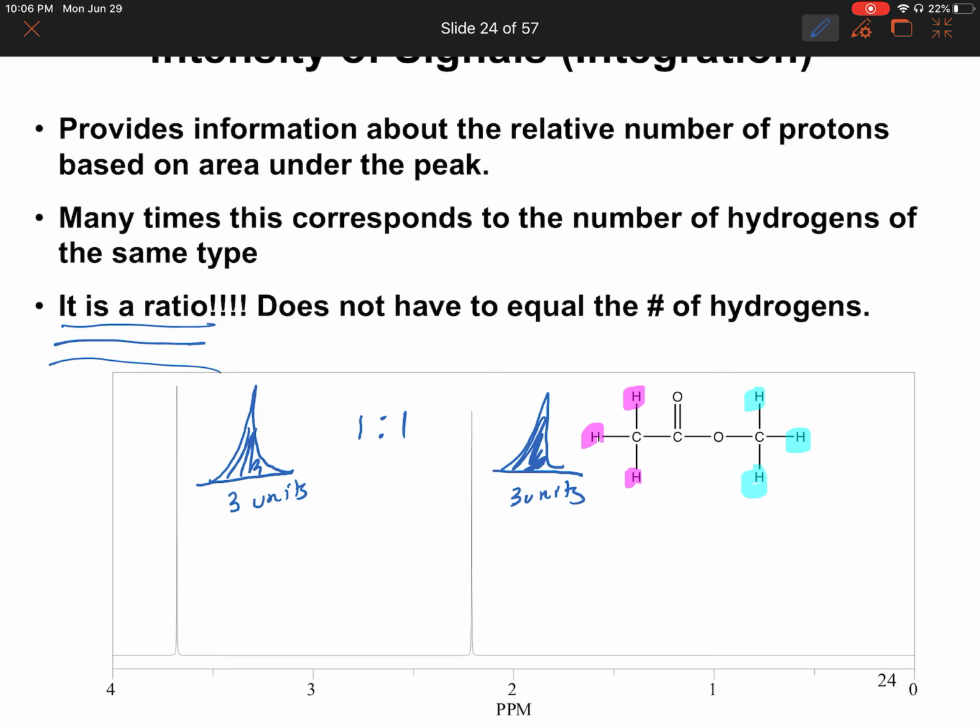It doesn't necessarily indicate that this is how many hydrogens there are. Now, to make it simple for this class, the integration that I give you will be the number of hydrogens, just to make that very simple for you. But keep in mind that it doesn't have to be. If you were to actually take it on the instrument and you got the numbers off the instrument, they could suggest a ratio. But for simplicity in my class, the numbers that I give you will be the number of hydrogens that that molecule has.